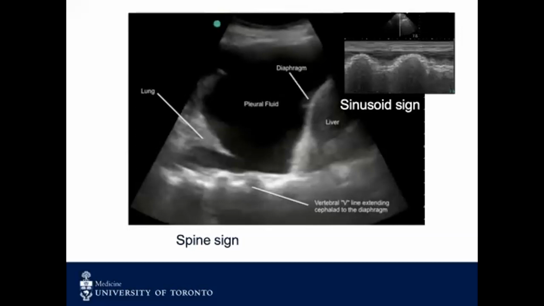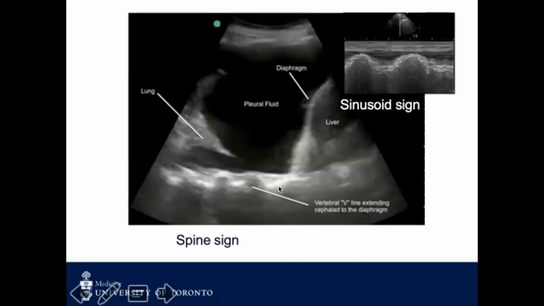What I wanted to point out is two different things on this slide. The first one is the spine sign. Below the diaphragm in a normal patient, you should not be able to see the spine because your waves do not transmit through air.